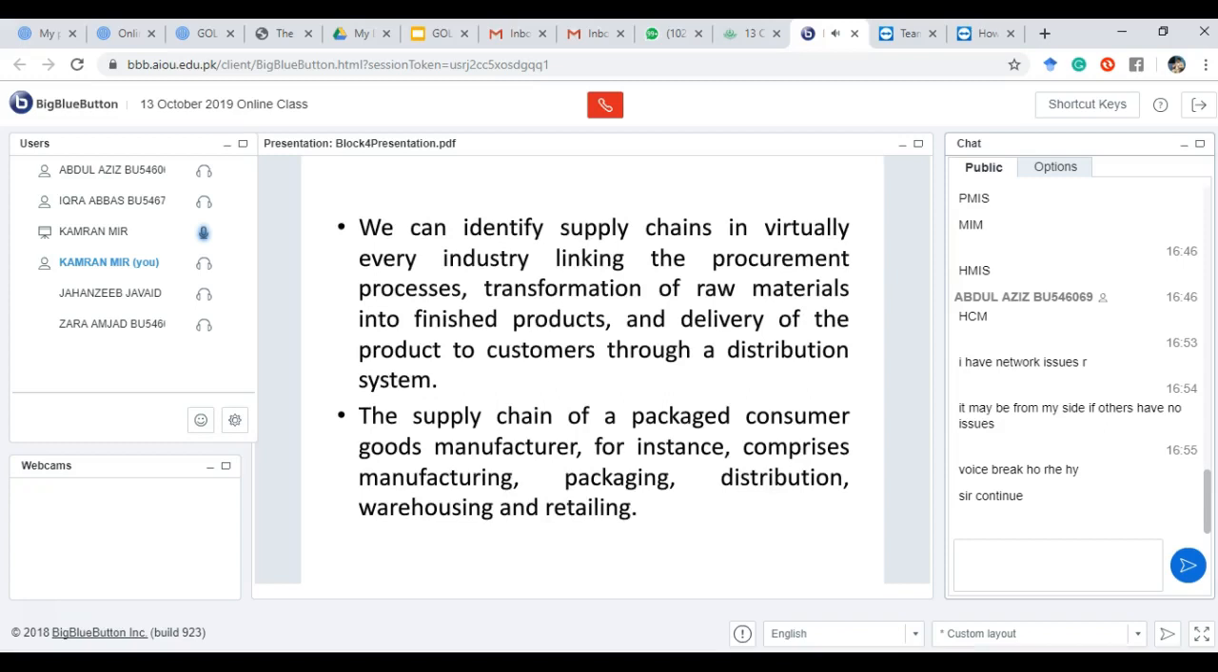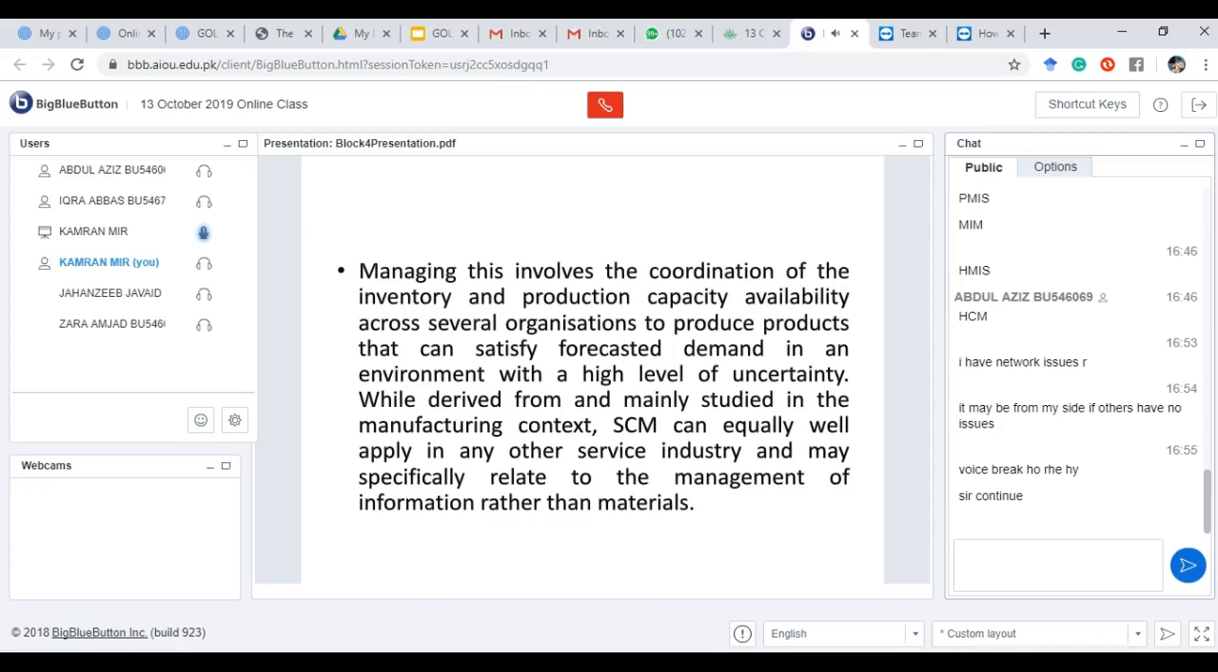Now, we can identify supply chains in virtually every industry, linking the procurement process, transformation of raw material into finished product, and delivery of the product to the customer through a distribution system. The supply chain of a packaged consumer goods manufacturer, for instance, comprises manufacturing, packaging, distribution, warehouse, and retail. So there are different kinds of companies: sometimes they are buying stuff and selling it, sometimes they are manufacturing and selling it, sometimes they are making half of the product and getting half from another company, and they merge them together, resulting in a finished product for the customer. So there are different kinds of things involved in stocking here.